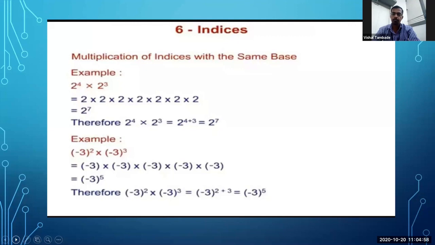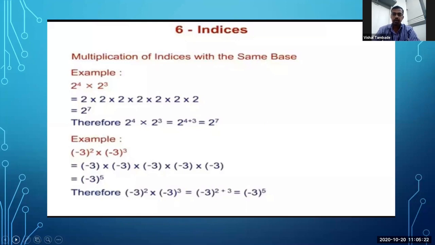Sorry, 2 raised to the power 4 is 2 multiplied by 2 multiplied by 2 multiplied by 2, and again 2 raised to the power 3, the multiplication form is 2 multiplied by 2 multiplied by 2. We have to find out how many times 2 occurs. The 2 occurs 7 times. That's why we write it as 2 raised to the power 7.